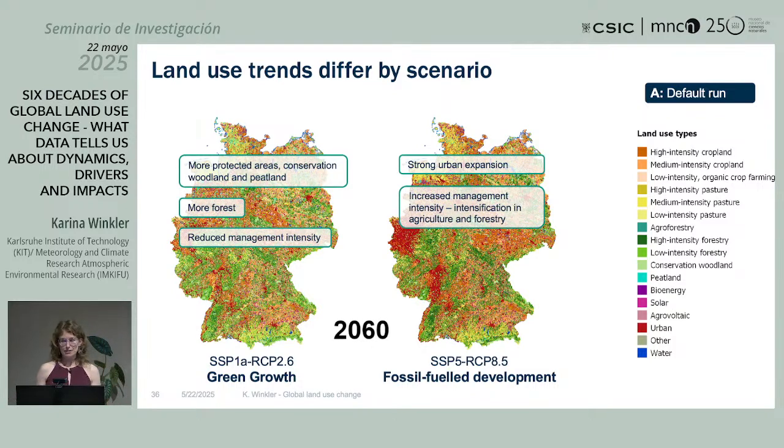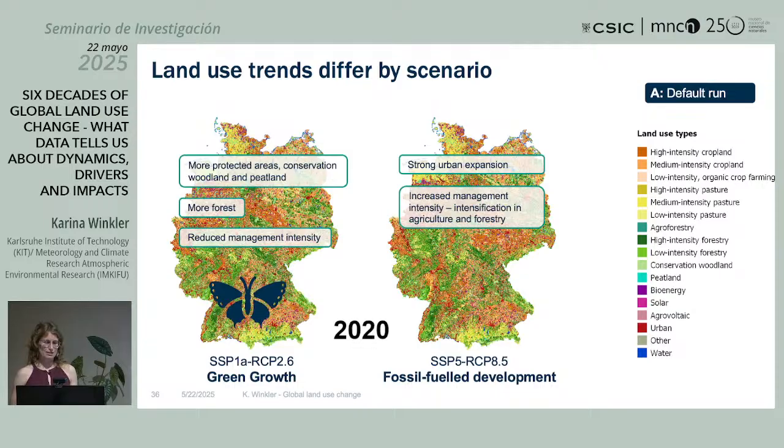And we have increased management intensity both in agriculture and forestry. Also, the energy production, of course, is totally different in these scenarios, which also has to do a lot with the demands we have on the land. So here I put a butterfly as a symbol because, of course, these land use changes have different effects on the ecosystem.